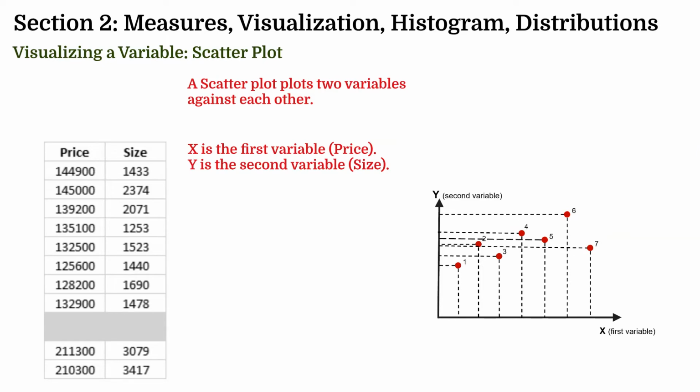And every point shows the amount of variable X in the horizontal line, and variable Y, the value of that, in the second line. So this is for observation 1. You have to do it for all of these observations.